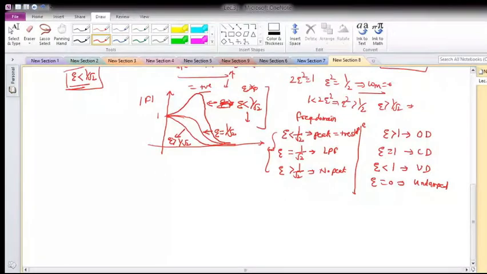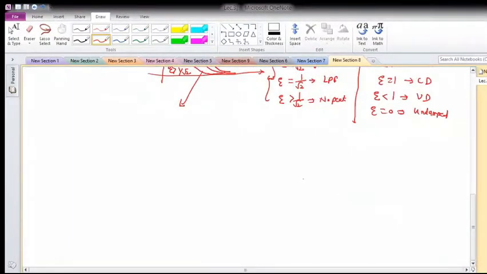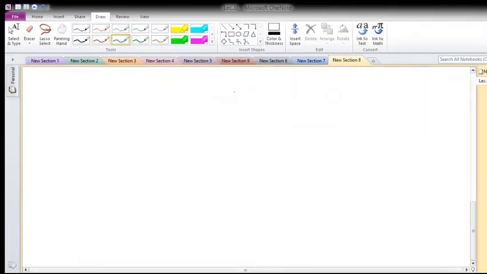Fine. Let me visualize this graphically also. In order to visualize it graphically, let me construct it. For the construction, let me first draw the complex plane, the S plane.